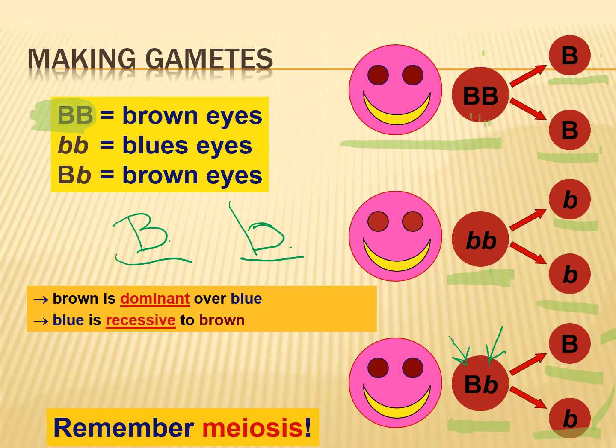So half of their gametes would get the brown allele during meiosis and the other half would get the blue allele. If you only have two brown alleles, then you can only give your gametes a brown allele. If you only have blue alleles, you can only give a blue allele to your gametes because that's the only kind you have.